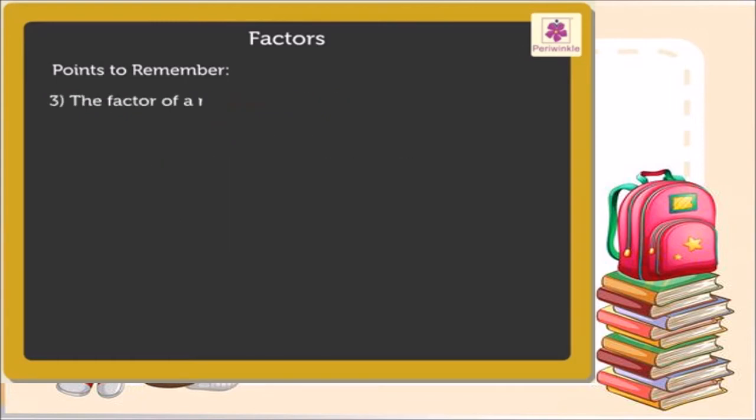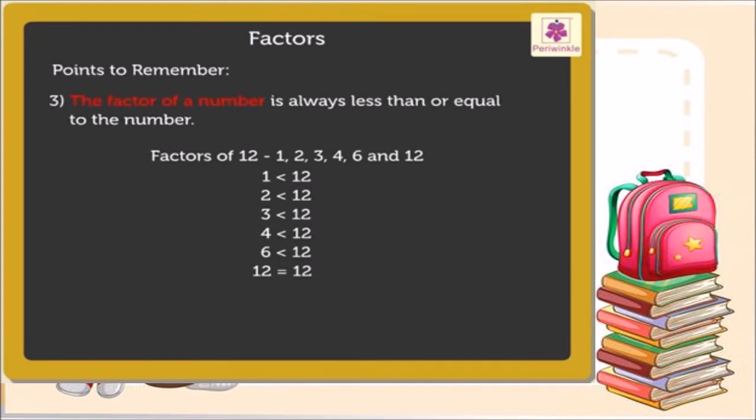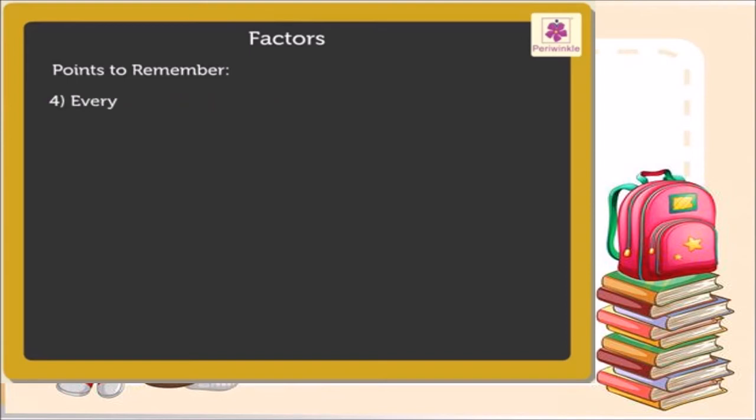Point 3. The factor of a number is always less than or equal to the number. Look at the factors of 12, which we found out earlier. They are 1, 2, 3, 4, 6, and 12. Note that the factors 1, 2, 3, 4, and 6 are less than 12, and the last factor 12 is equal to 12. Thus, it shows that the factor of a number is always less than or equal to the number.